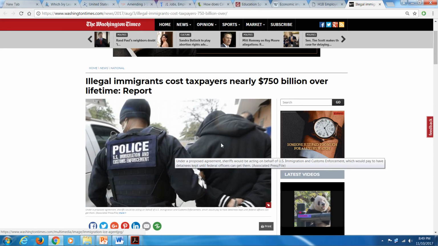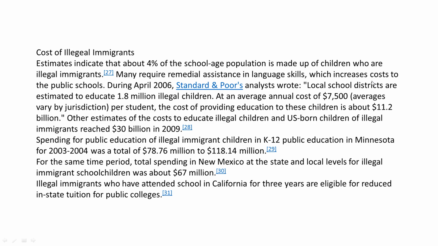Hello everyone, in this module we are going to talk about the cost of illegal immigrants to US taxpayers. So the first article I downloaded from Washington Times, it says over their lifetime they cost 750 billion. And these references are from a Wikipedia page which I'm going to refer next.